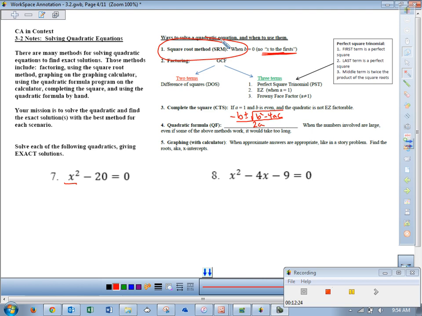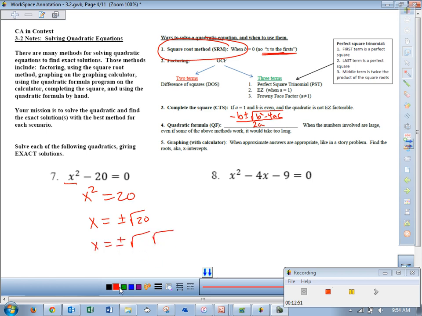People are like, I don't know what that is. What's the square root method? Get x squared all by itself on one side of the equal sign. What would you have to do to get x squared all by itself? Add 20 to both sides. Cool? And if x squared equals 20, you are totally cool to square root both sides. X equals plus or minus the square root of 20, which then will simplify the radical.